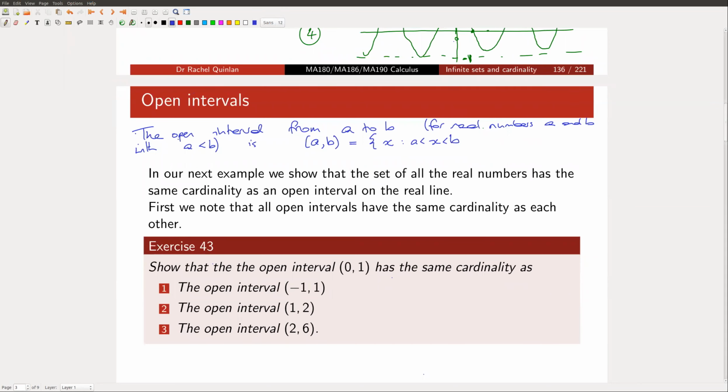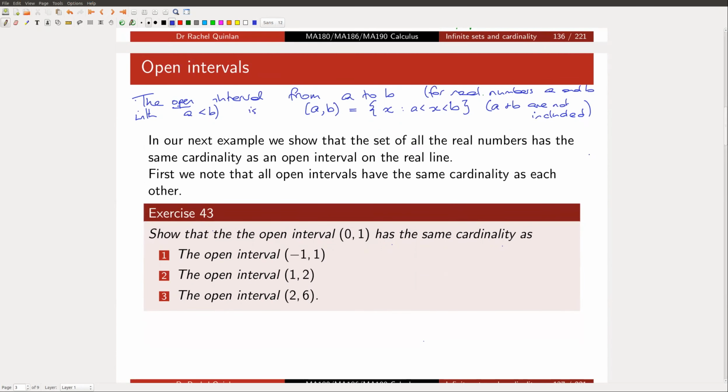So the word open means that the endpoints themselves are not included in the set. I'll just make a note of that in case. If they were included, it would be the closed interval from A to B. So we're talking about the open interval here. And the assertion is that all non-empty open intervals have the same cardinality as each other, in other words, that their elements can be put in bijective correspondence with each other.